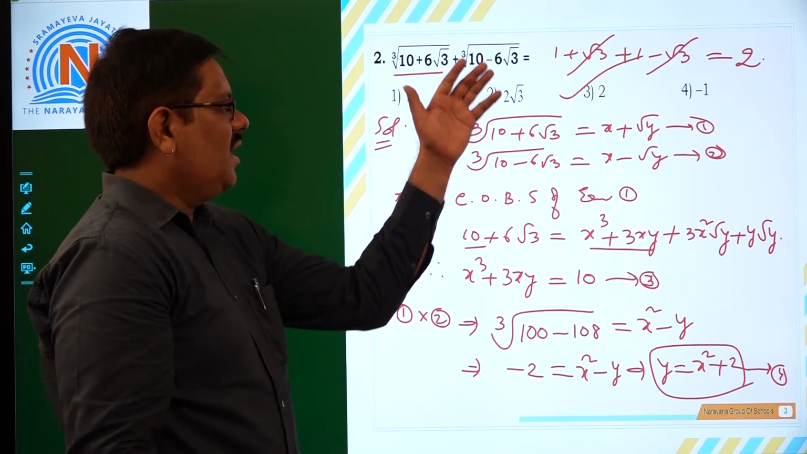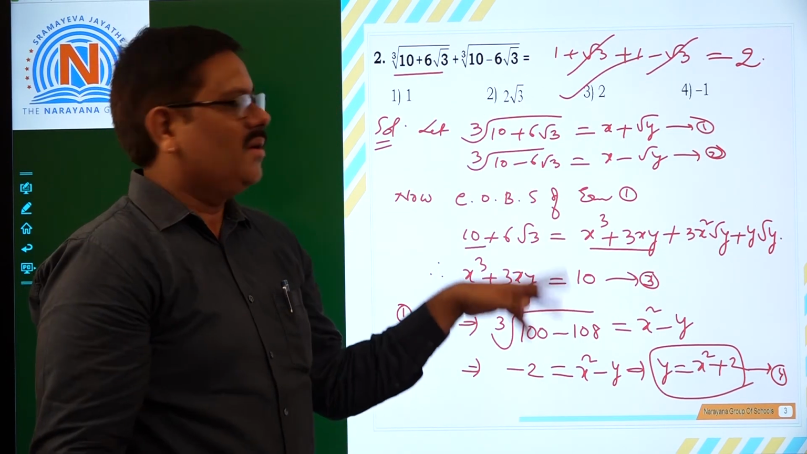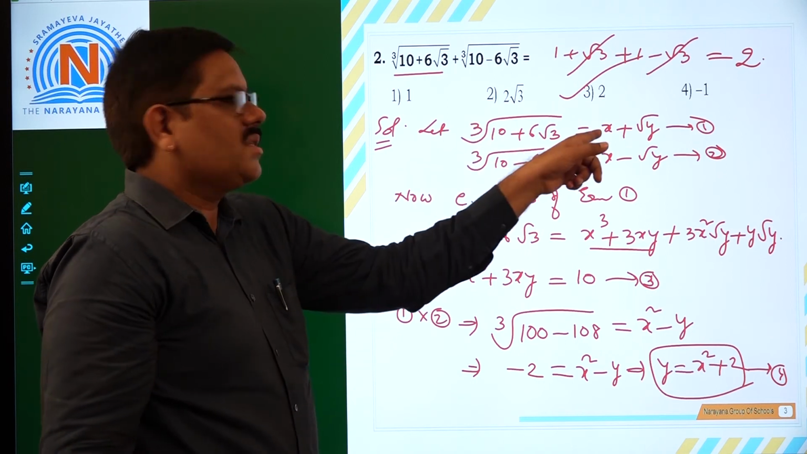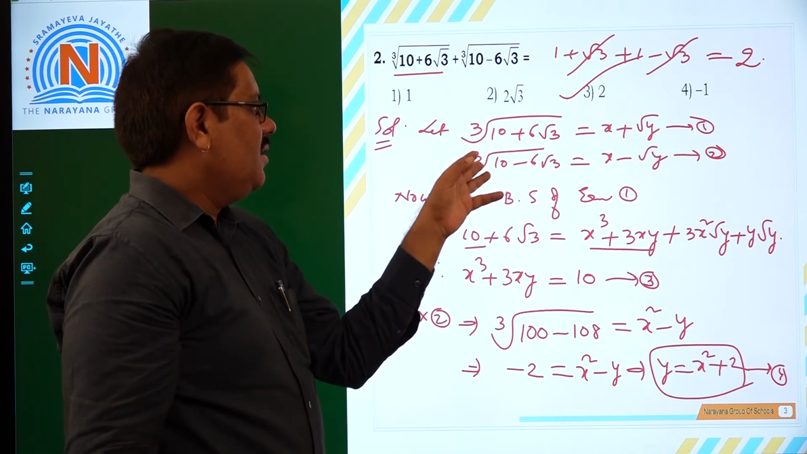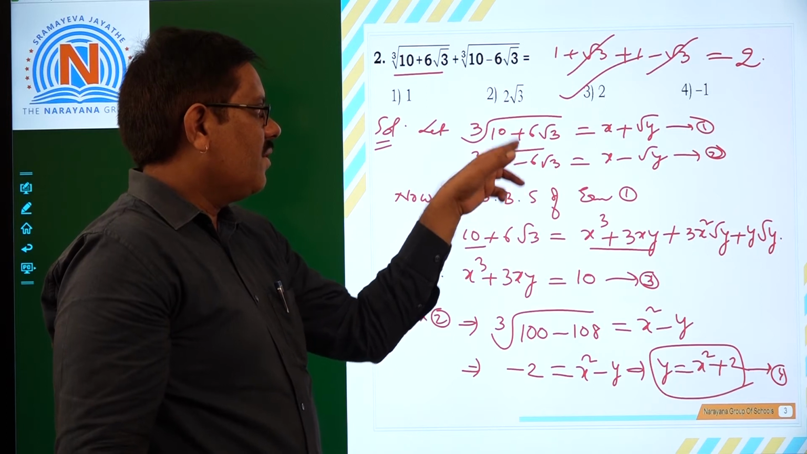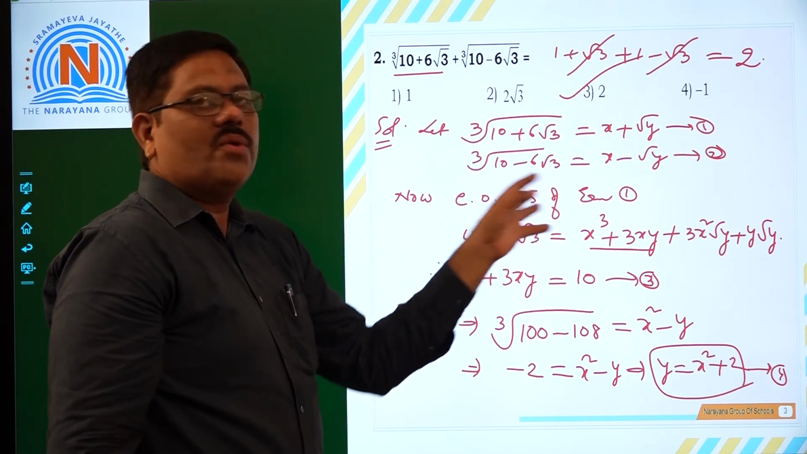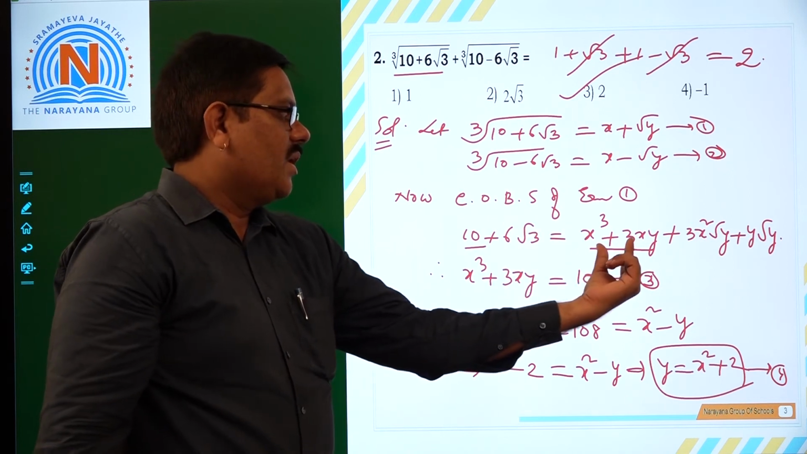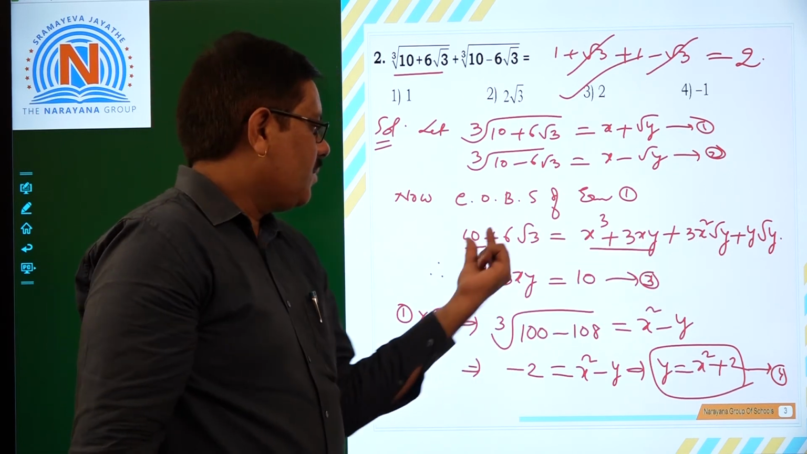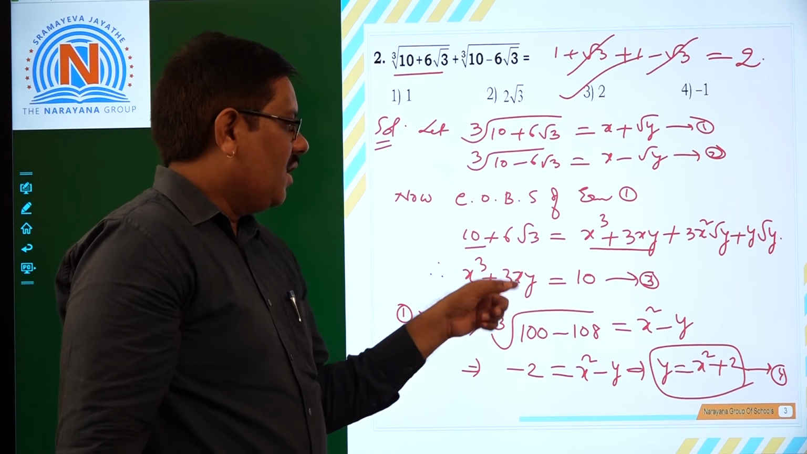Okay. So all have the same pattern, the same method of doing. First you have to take the given cube root as some x plus root y. Then the cube root of the same expression differing by sign, 10 minus 6 root 3, is x minus root y. Then for the first equation we have to cube both sides. Then we'll get a rational part and an irrational part. Rational parts we have to make equal. With that we'll have y.